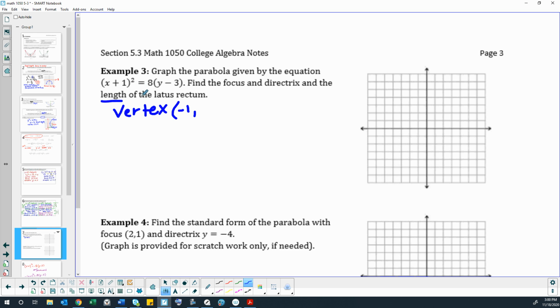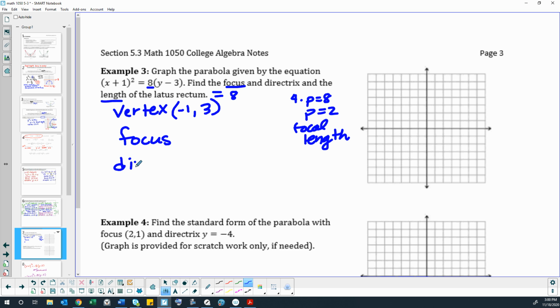So the vertex is going to be at -1, that's with the x value, and 3, because that's with the y value, right? And then we have this 8 here, so that's the length of the segment that goes across through the focus, we call the latus rectum, so that's the 8 value. And then we want to find probably the p, the focal length, right? So 4 times p is 8, so p would have to be 2, so that's our focal length. It doesn't specifically ask for that, but there it is anyway, because we need it for our focus and our directrix.